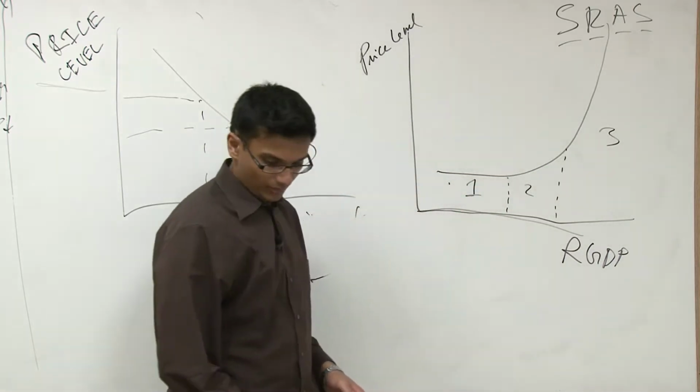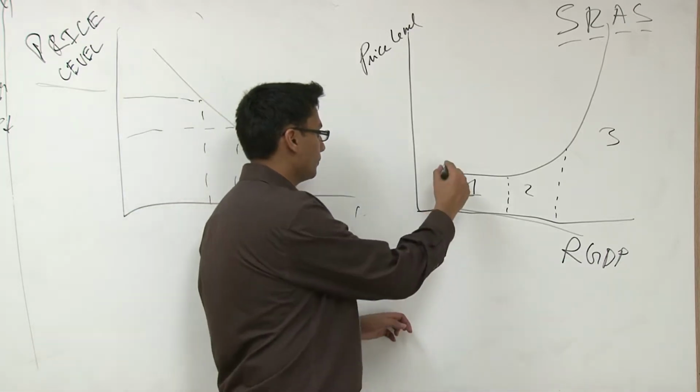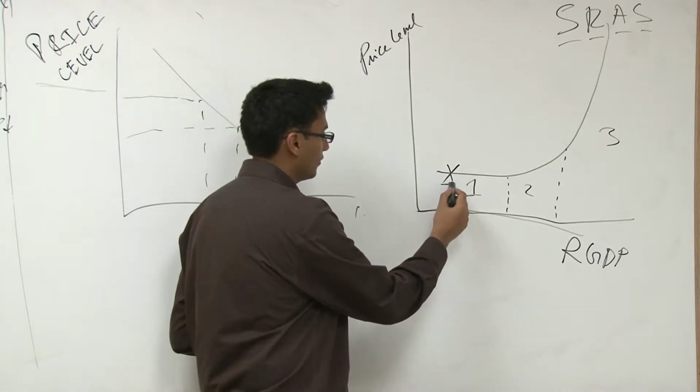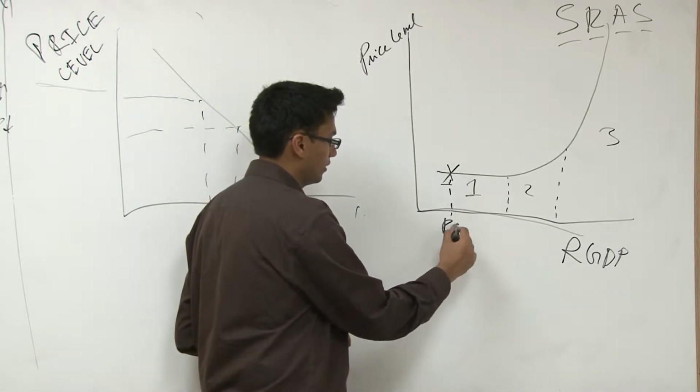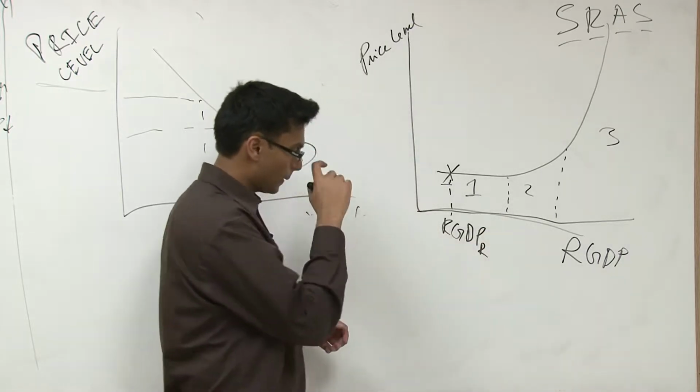All right, so why is this critical? Well, normally in a recession, we're somewhere in area 1, okay? We're somewhere in area 1. We're hanging around right here, okay? Low GDP. Okay, our GDP is at recession. I'll call it our GDPR for now.